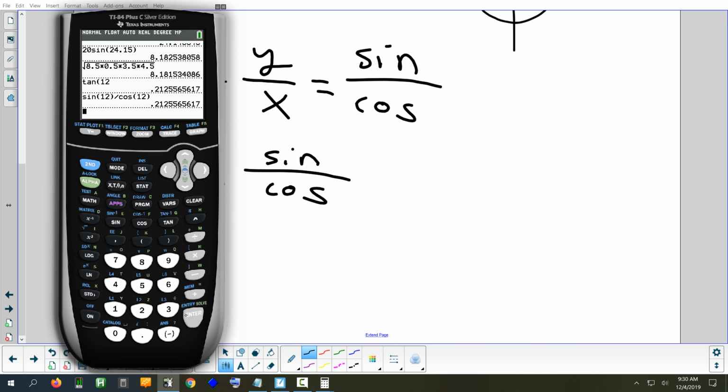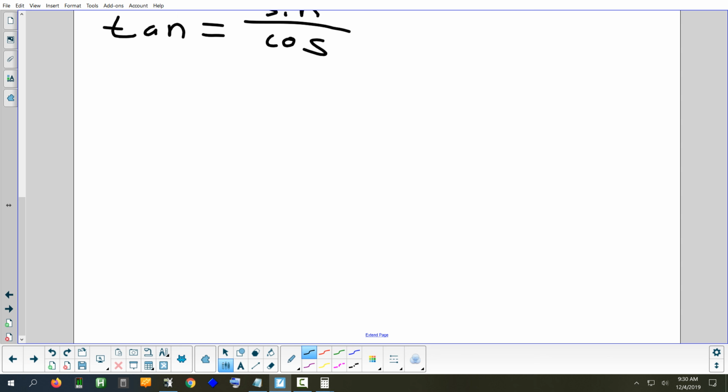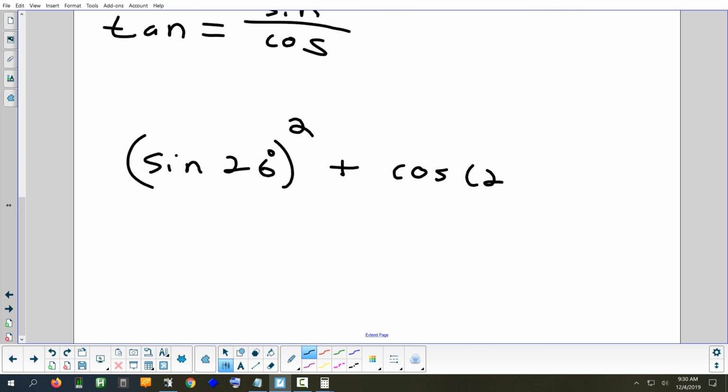Okay. Somebody give me any number you want besides 12. Or 12 if you want. Doesn't matter. Give me another number. 26. 26. Watch what I'm going to do here. I'm going to take the sine of 26, and I'm going to square it. And I'm going to take the cosine of 26, and I'm going to square it. Watch what happens when I add them up.